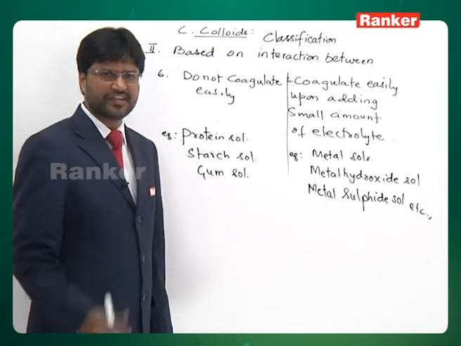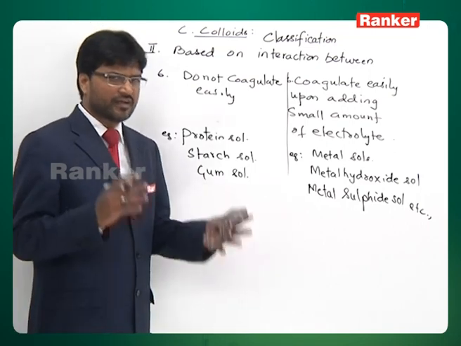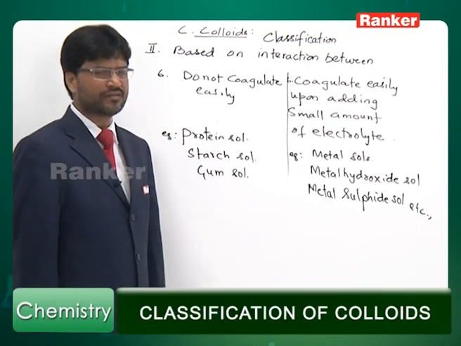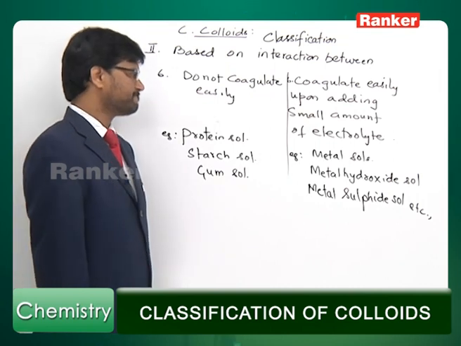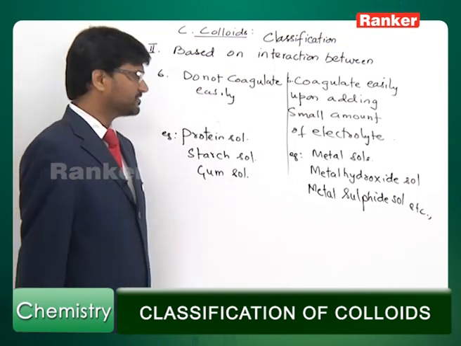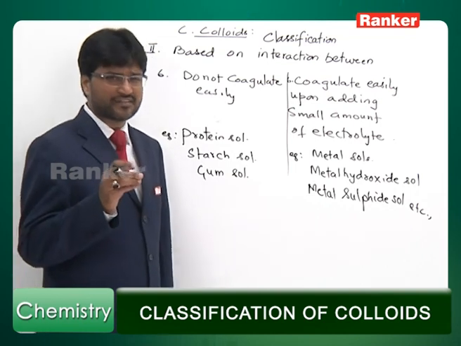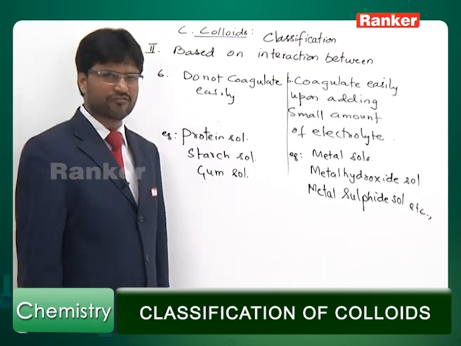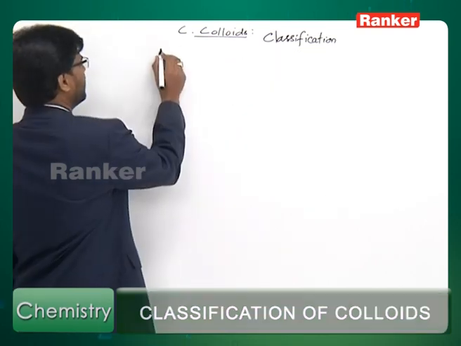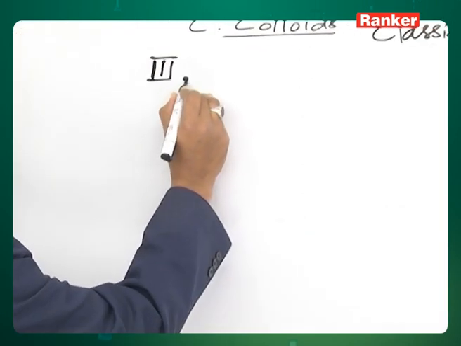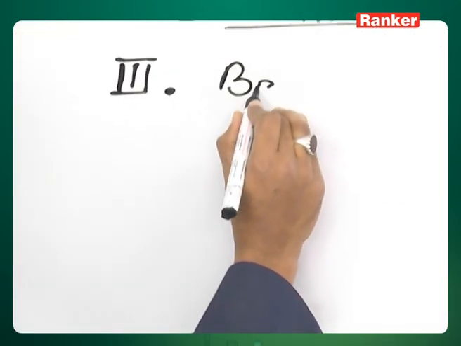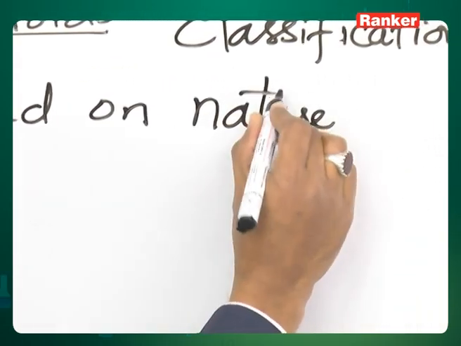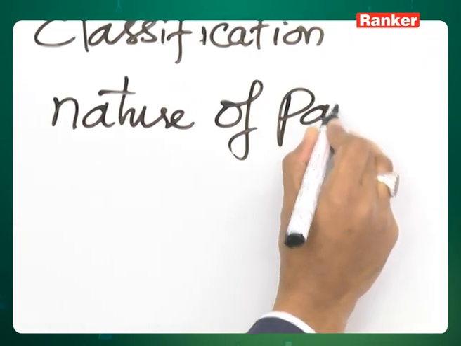So arsenic sulfide sol is an example of lyophobic. Ferric hydroxide sol is an example of lyophobic sol. So, in this way, metal sulfides, metal hydroxides, any insoluble salt of a metal can form a lyophobic colloidal solution. Now, regarding classification, another type of classification of colloidal solution is based on nature of particles.